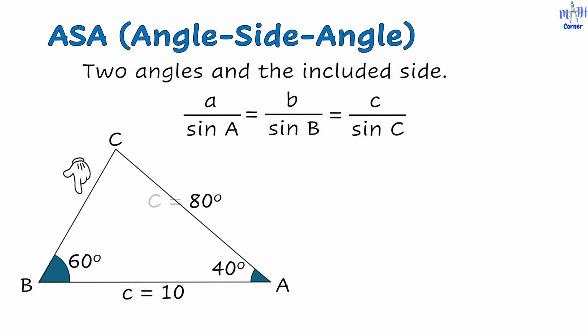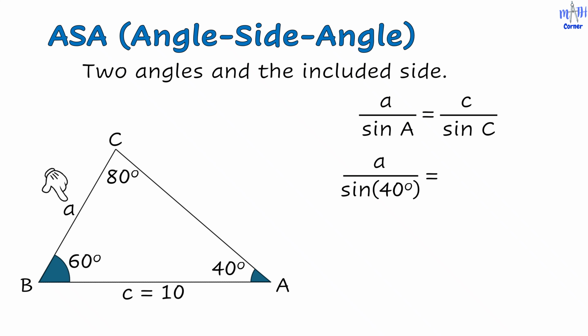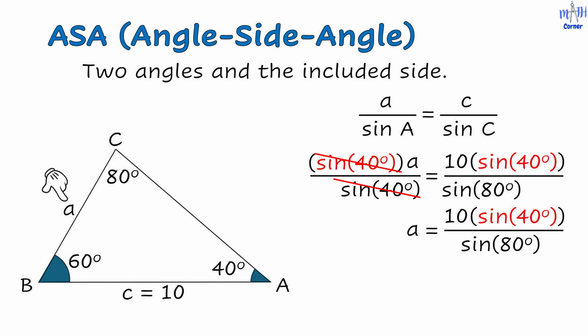Let's now solve for side a. Apply the law of sines. Let's use a over sine A equals c over sine C. Substitute. a over sine 40 degrees equals 10 over sine 80 degrees. Multiply both sides by sine 40 degrees to isolate a. So, a equals 10 times sine 40 degrees over sine 80 degrees.